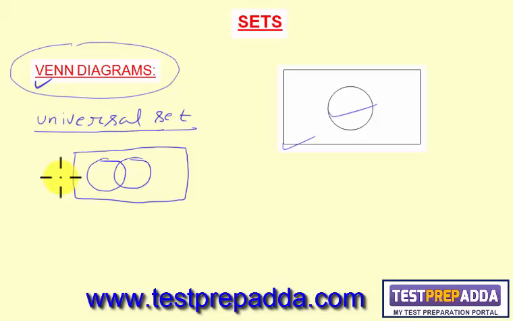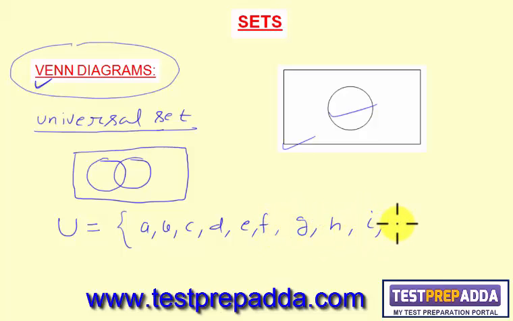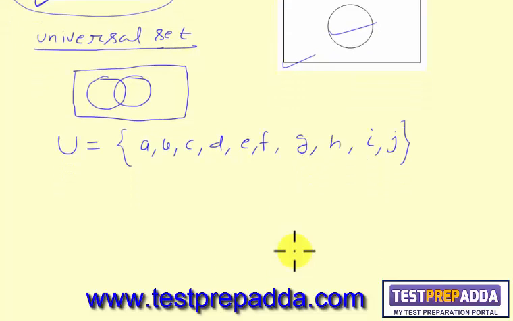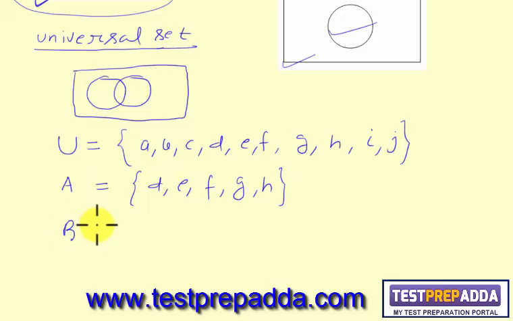If I take a universal set U as A, B, C, D, E, F, G, H, I, J. These are different elements of universal set U, and two sets A and B. A as D, E, F, G, H, and B as E, F.